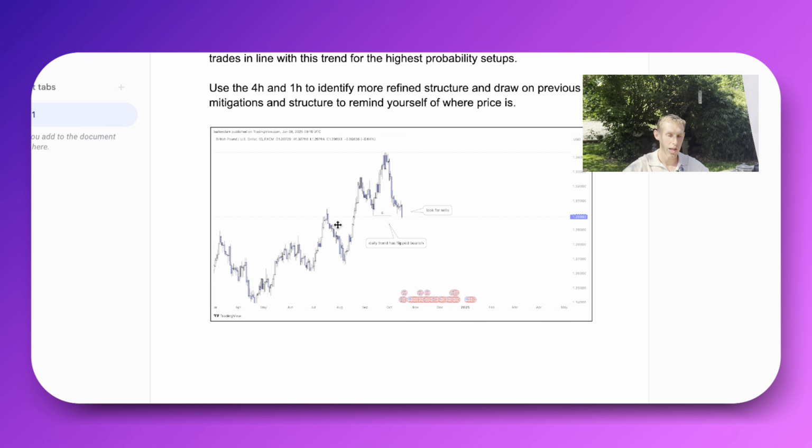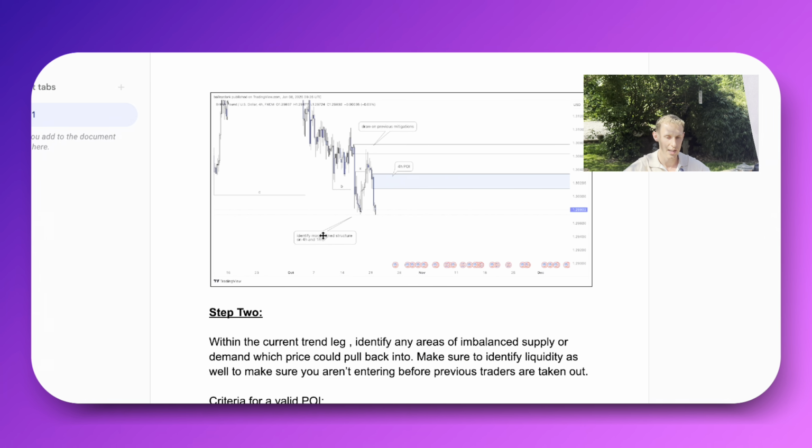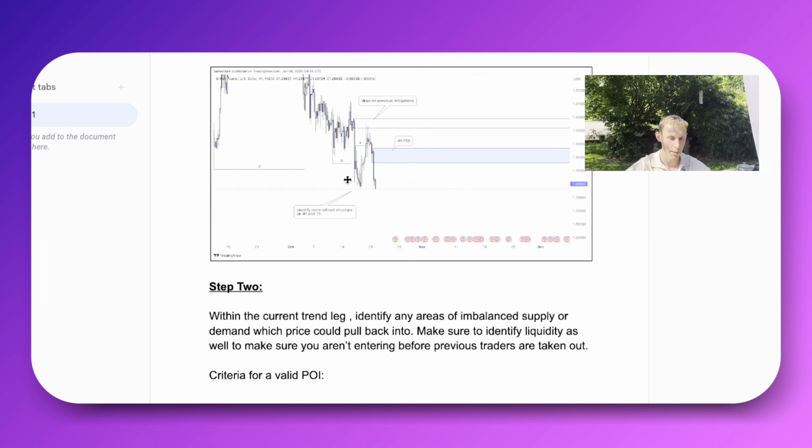What I'm also doing here as well, and this is important, is I will draw on any previous mitigations that we've had. So for example, here you can see we've had this breaker structure, then price pulls back into the supply. If price is pushed away from that area, I'm basically marking it on just so that I know where price has previously reacted from, and then this is going to help us going forward to identify any new zones and to see where price is likely to react from going forward, right?